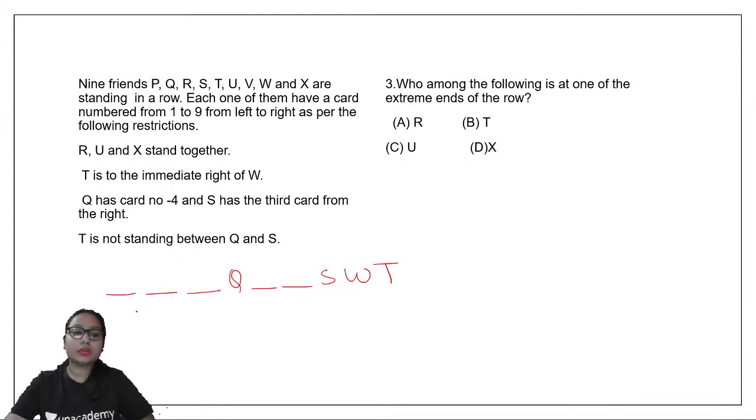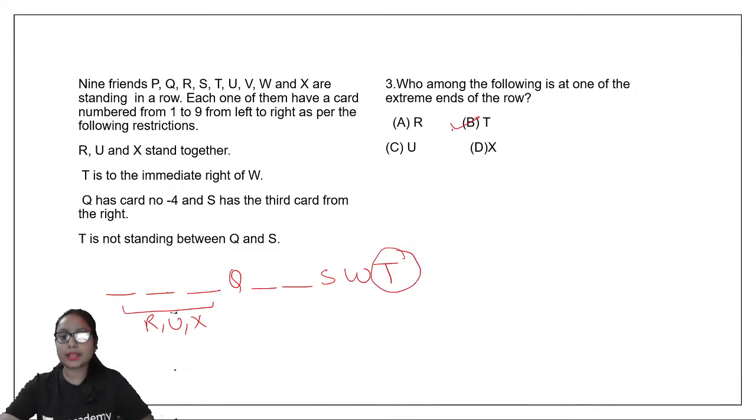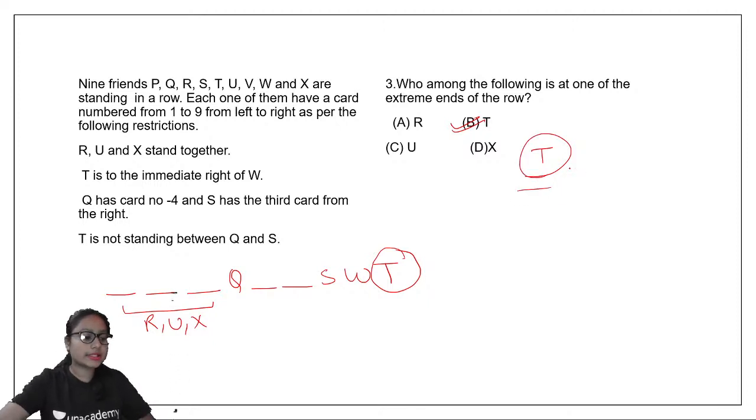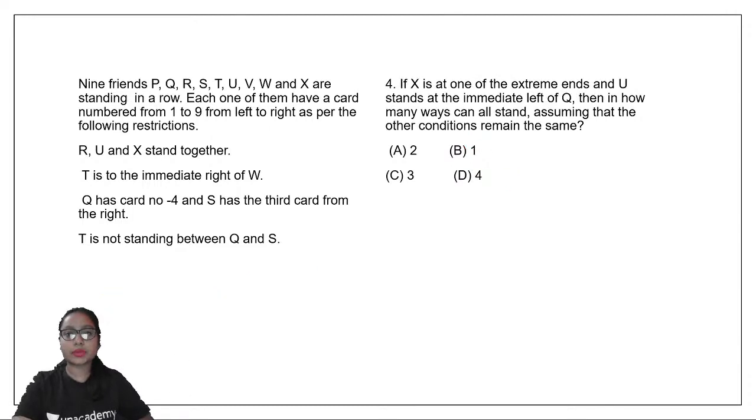Here we know that these three positions are occupied by R, U, and X, not necessarily in this order, and T is at the rightmost position. Now, who among the following is at one of the extreme ends of the row? So the answer to this question would be T, as T is on the right extreme. So the answer is option B, which is T. I hope this is clear. Let us move towards the next question.